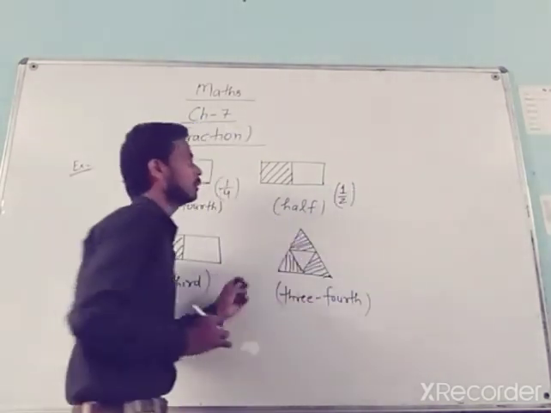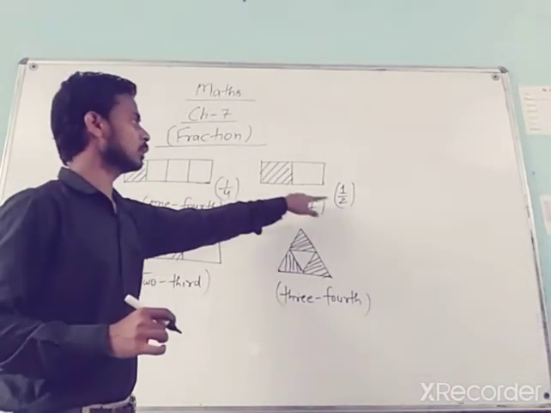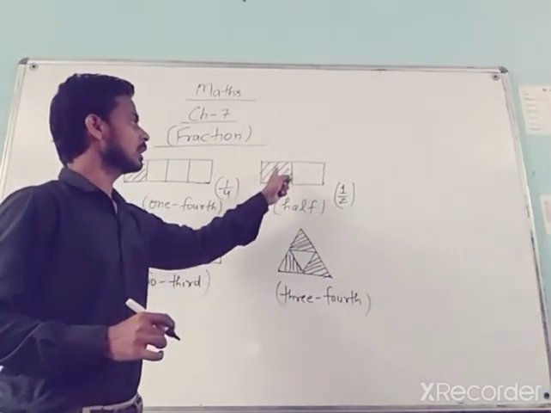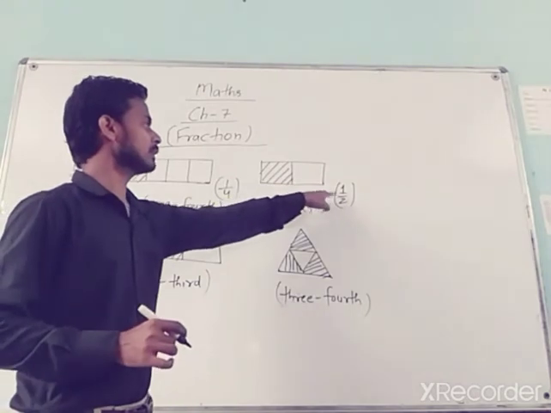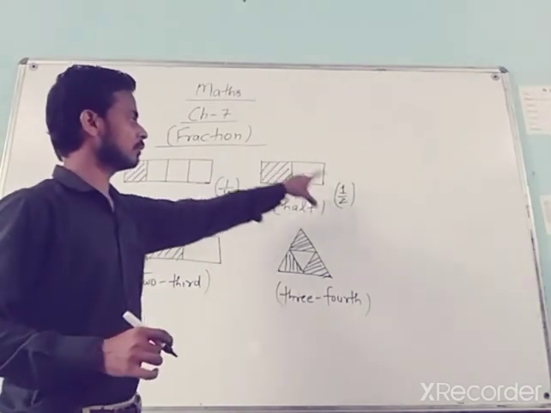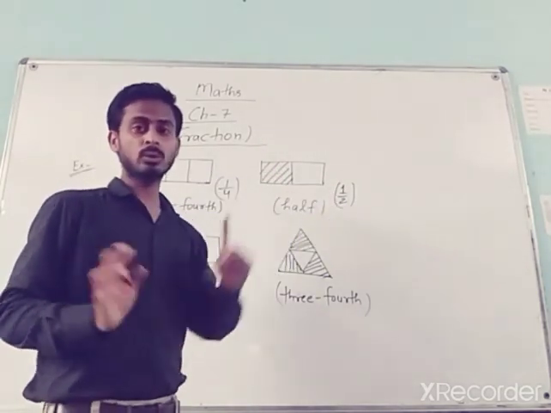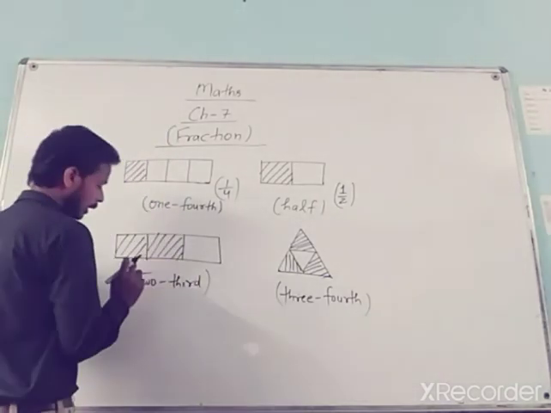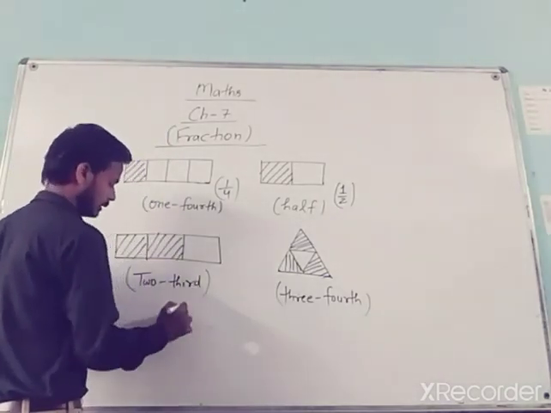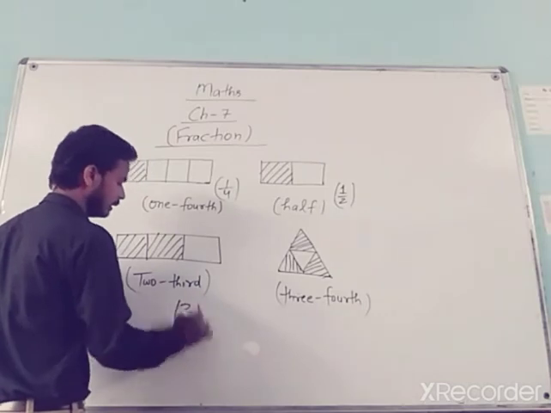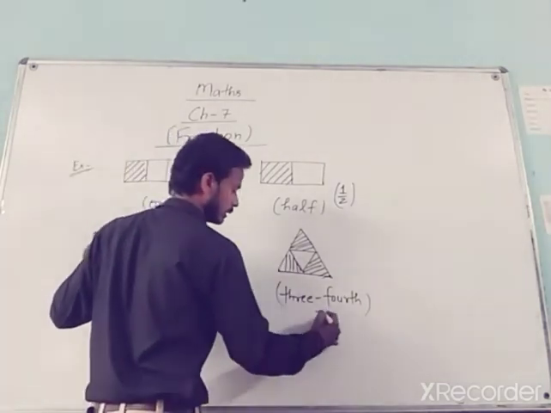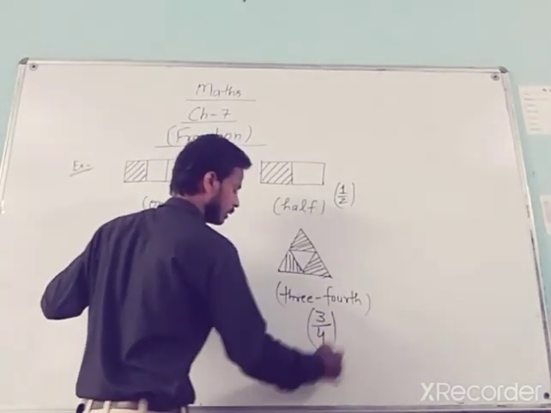See, it is 1/4, 1 by 2 or 2 by 4. But in this case, there are 2 fractions, two parts in which we will take only one, that is 1 by 2 only, not 2 by 4. Okay, now next 2/3, 2 by 3, 3/4, 3 by 4. Clear?